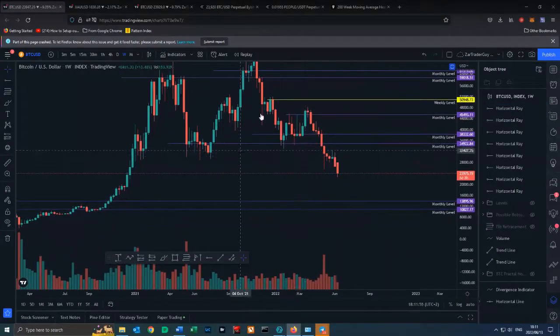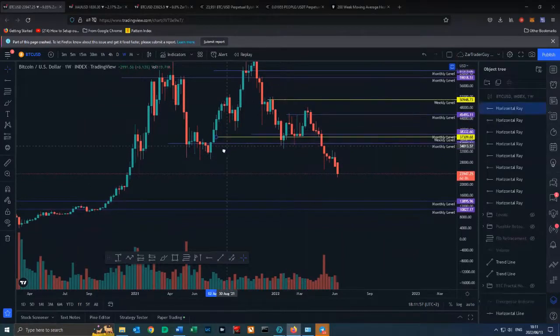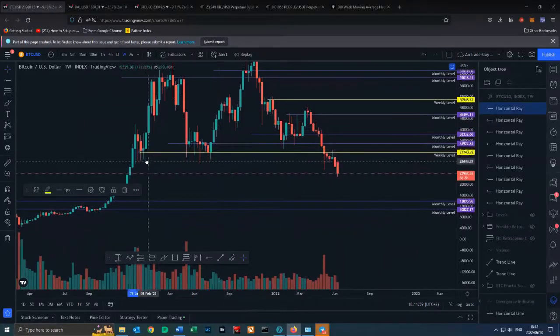There's a weekly level here right there, and you can actually see that it extends all the way there. So that's a very strong level there. And you can see in the last couple of weeks since the May the 9th drop, that support right there has acted as a resistance. So it flipped into resistance.